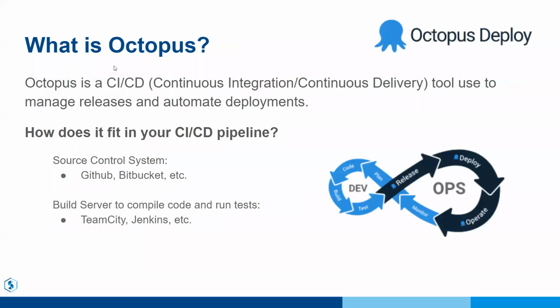Another brief introduction is Octopus. Octopus is a CI/CD tool. It's not as complete as Azure DevOps. I know that mainly everybody in SIMPAD has been working with Azure DevOps, but Octopus is just a part of that whole pipeline. You still need a source control tool like GitHub and Bitbucket, and you also need a build server like TeamCity and Jenkins.